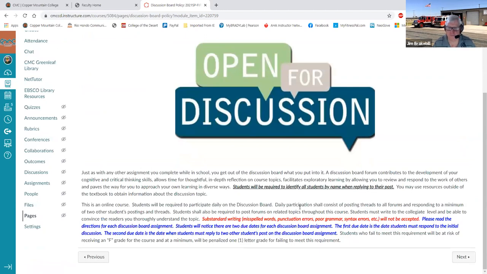Basically it's this: you have to write using the rules of English, using proper paragraphs, and make sure it's free of misspelled words, punctuation errors, poor grammar, and syntax problems, everything. Because if you can't learn to write in college, you're not going to be able to make it out of paramedic school or off probation in the fire service, because you will be writing reports every single day.